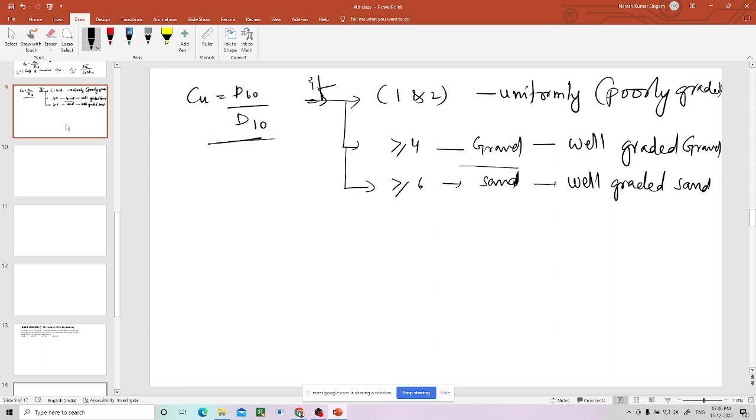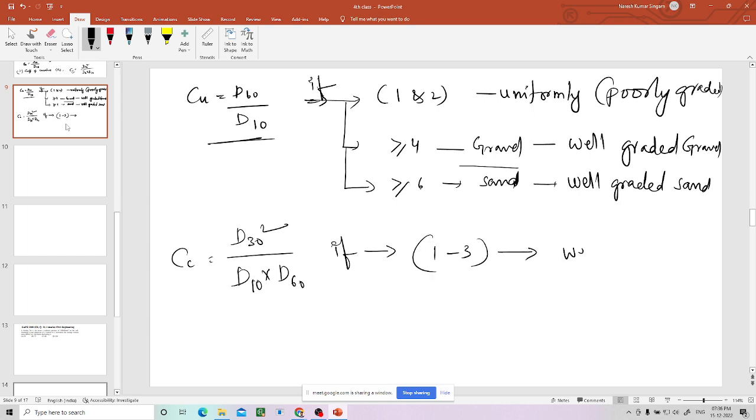Now coefficient of curvature Cc is D30 squared divided by D10 into D60. It represents the shape of the curve, remember. That's why it is coefficient of curvature. So for well graded soil, irrespective of the type of soil, it should be between 1 and 3. Then it is well graded soil.